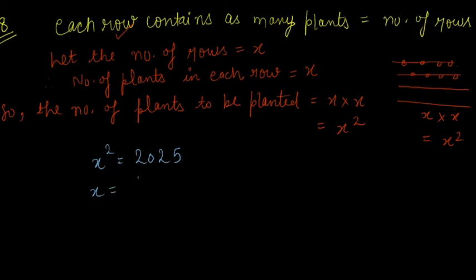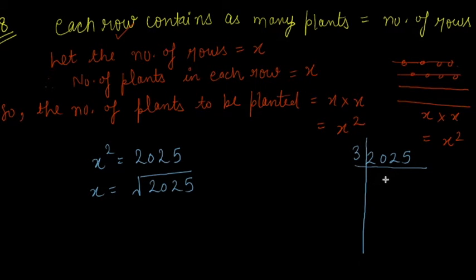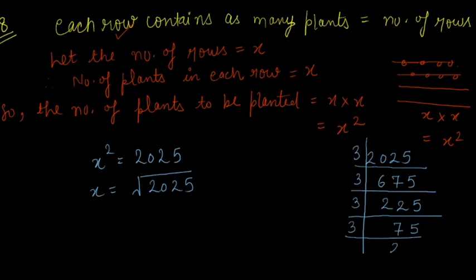Now to calculate x, again we will take the square root of 2025. We will apply the prime factorization method. 2025: 2 plus 0 plus 2 plus 5 is 9, so it is surely divisible by 3. 3 6s are 18, 3 7s are 21, 3 5s are 15. Now again it is divisible by 3. 3 2s are 6, 3 2s are 6 and 3 5s are 15. Again it is divisible by 3. 3 7s are 21, 3 5s are 15. Again 3 2s are 6 and 3 5s are 15. Keep going till you get 1. 5 5s are 25 and 5 1s are 5, giving 1.